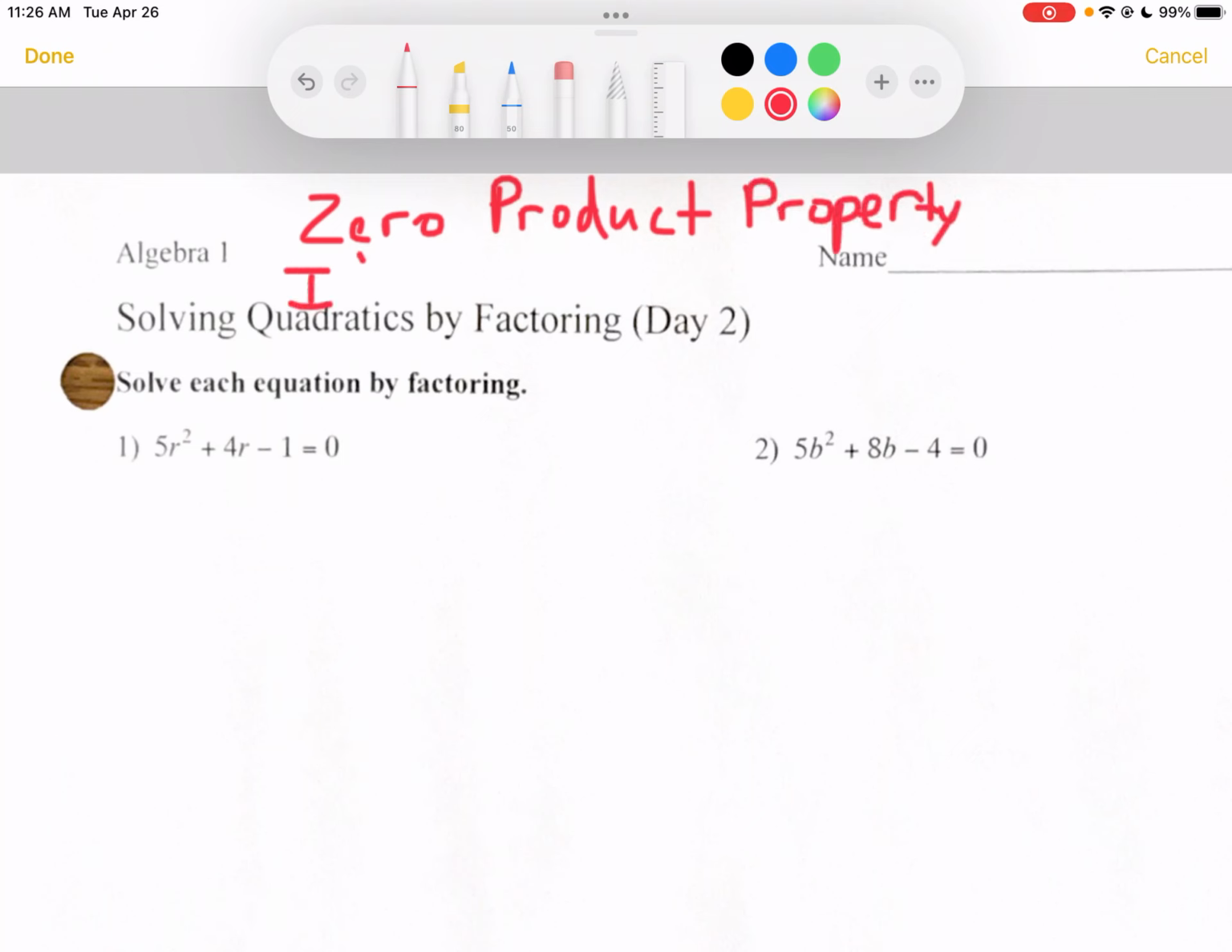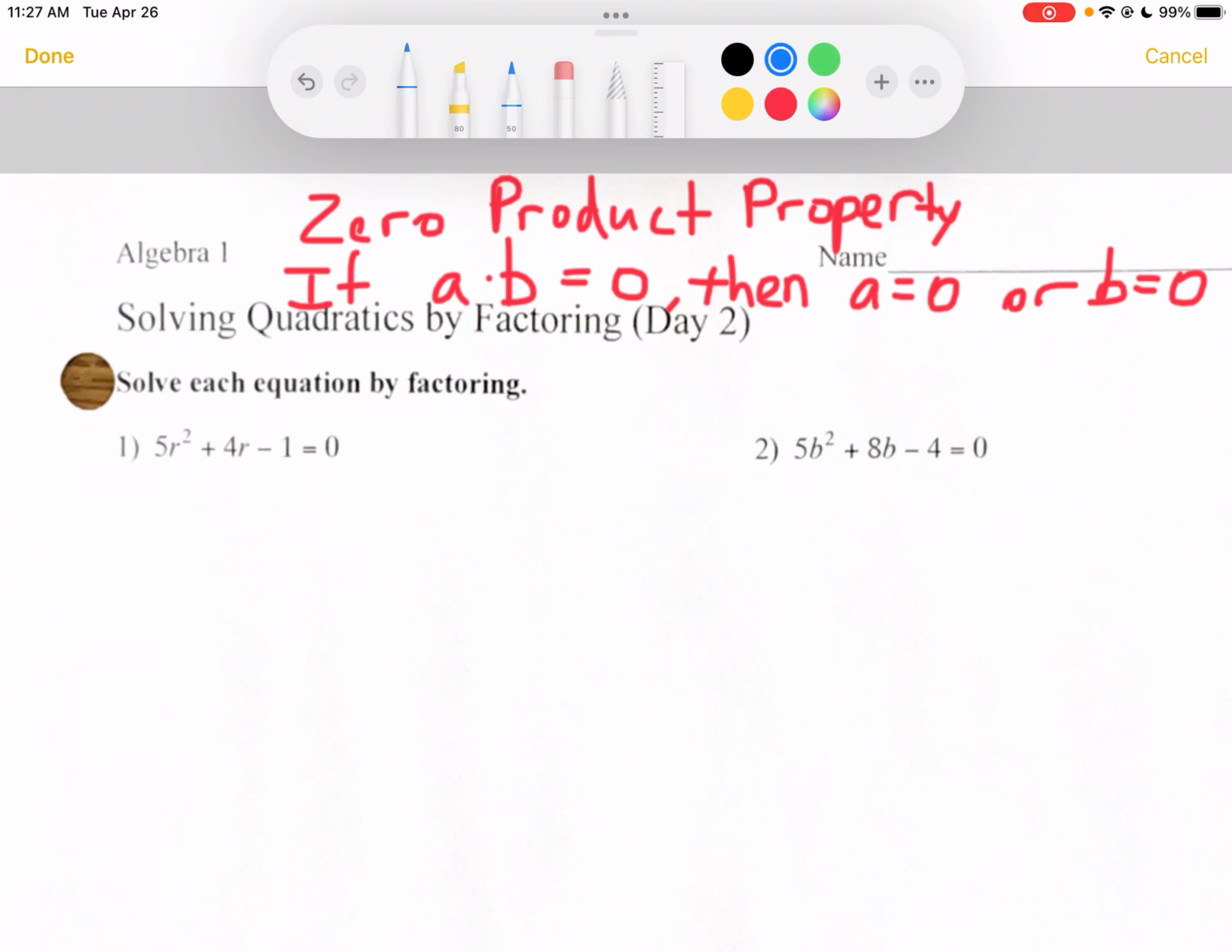Which says if two numbers like a and b are multiplied together and they equal 0, then a equals 0 or b equals 0. One of the two at least, right? So if we multiply two things together and we get 0, we know that either the first number is 0 or the second number is 0, because otherwise, how did you get 0?